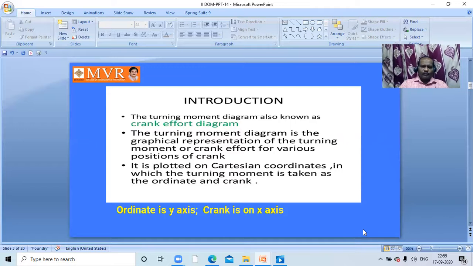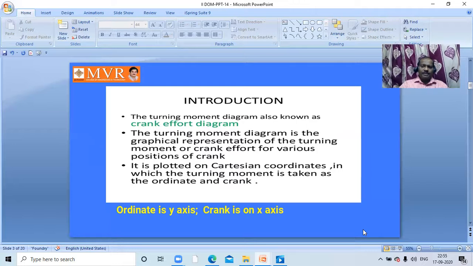That is the thing to be understood here. It is plotted on Cartesian coordinates in which turning moment is taken as the ordinate and crank angle on the other axis. So if you observe, ordinate means the y-axis and crank angle is taken on the x-axis. So this is the fundamental thing we have to remember. What I told, the turning moment diagram is also called a crank effort diagram.